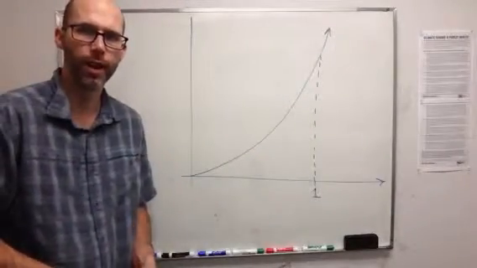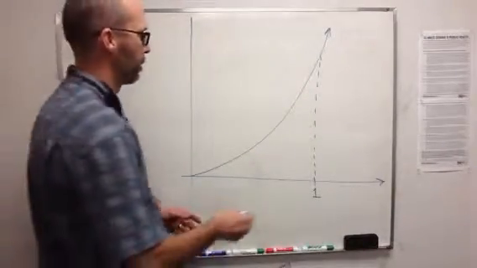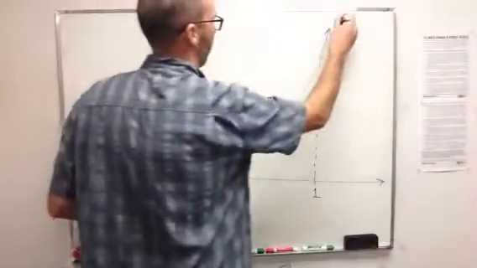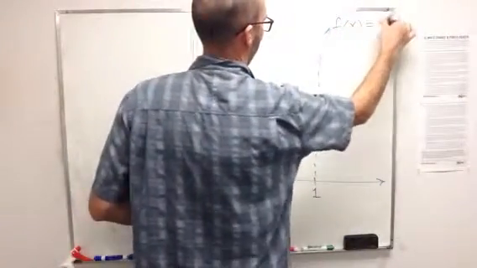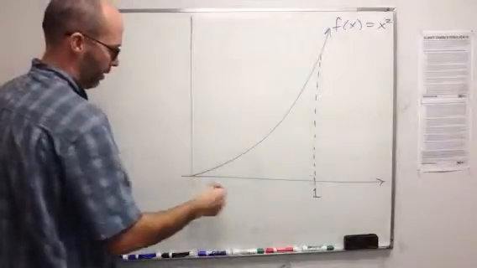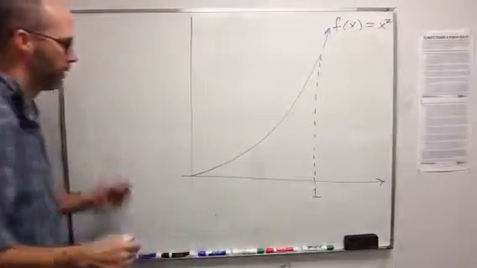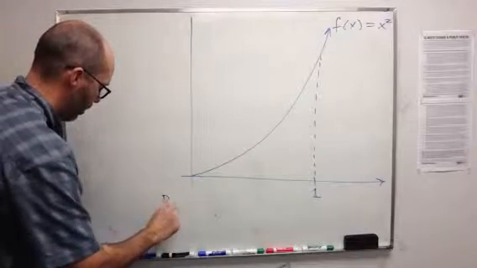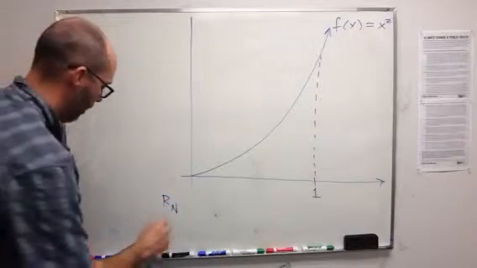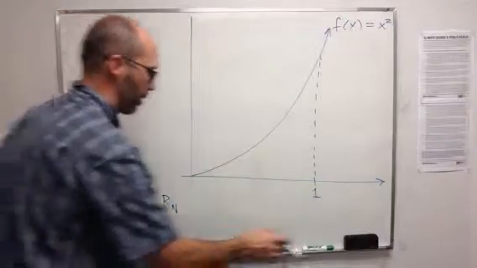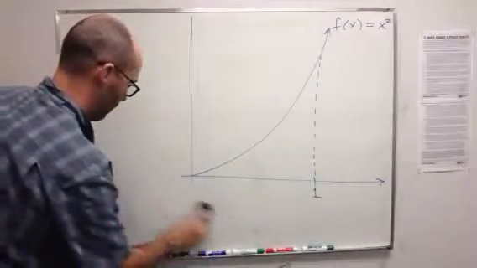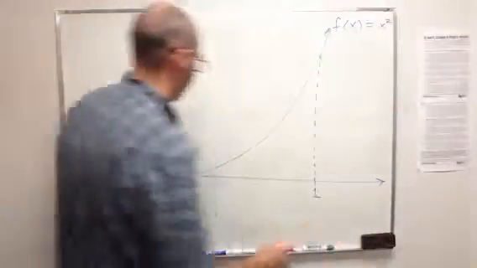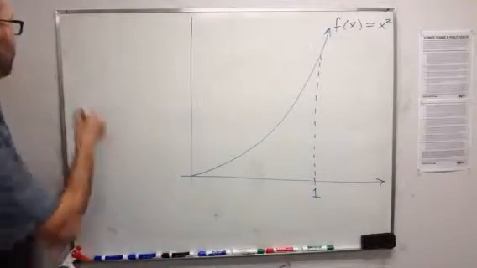Alright, so we're going to compute the area between f of x equals x squared and the x-axis from 0 to 1. We're going to do this in two steps. First, we're going to compute our Rn, and then we'll take its limit as n approaches infinity. Okay, so first we need delta x.